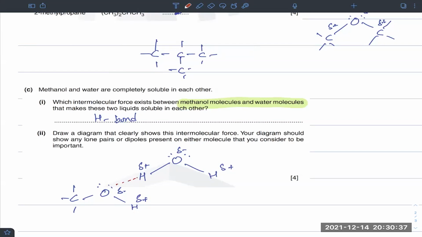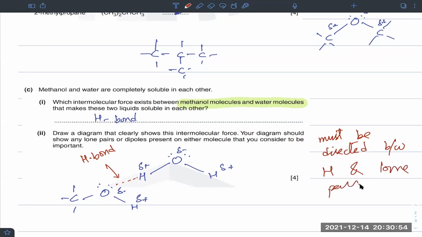Remember, label it. ठीक है, label it that this is hydrogen bond and it must be directed between hydrogen and lone pair on oxygen. Okay, it's super important that you do that. Yes. Okay, next question. Name the force that has to be overcome in order to boil neon.